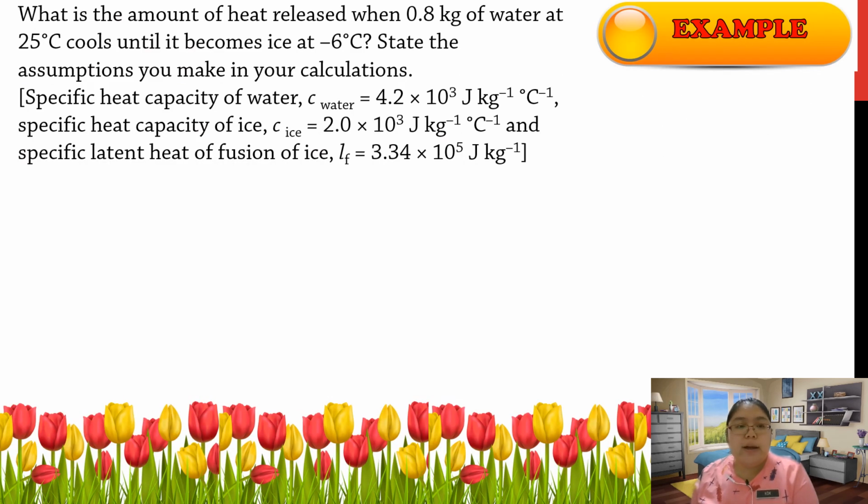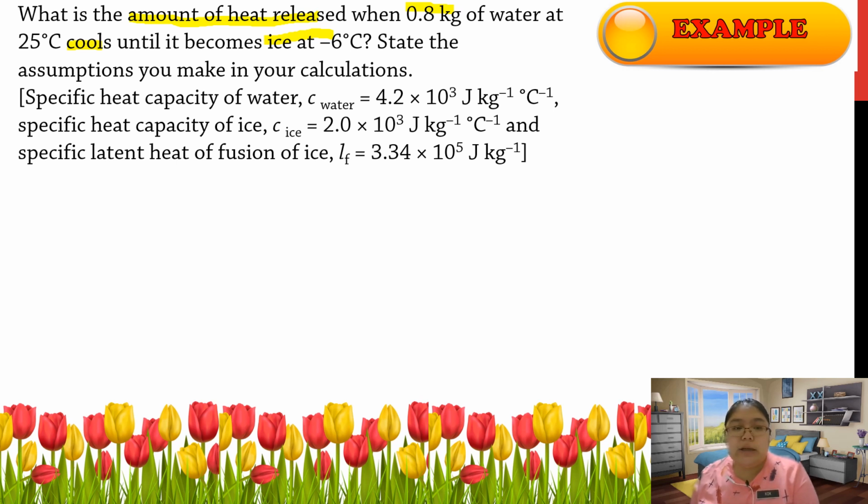Okay, second one, we got another question. There's the amount of heat released when 0.8 kilograms of water at 25 degrees Celsius, now this one they need to cool down. They cool down to become ice at -6. So state the assumption you make in your calculation. So what assumption do we make? The assumption is no heat loss. That means all the heat from the heater that we use to melt the ice becomes water.